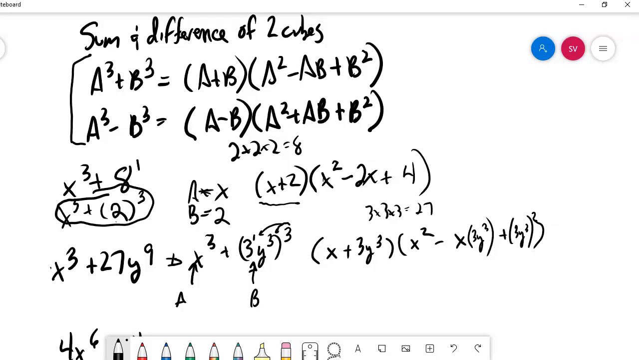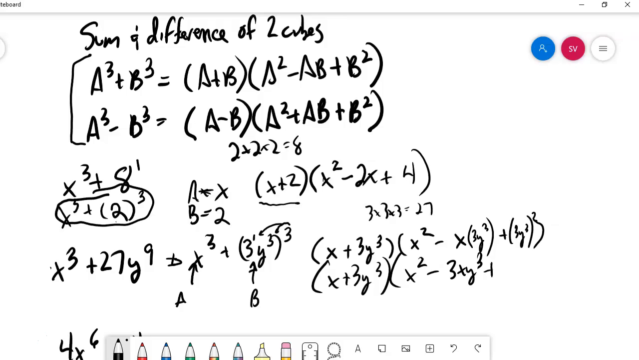Now let's clean this up a little bit. All right, so 3y to the third times x is 3xy to the third. You just want to put the letters in alphabetical order. That's the nice way to show it.